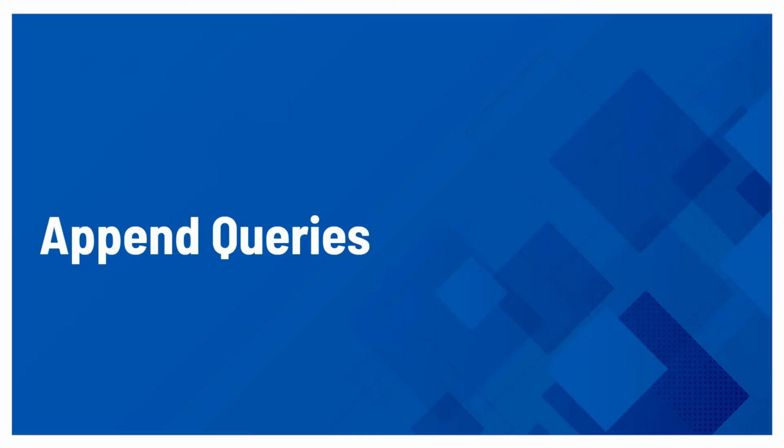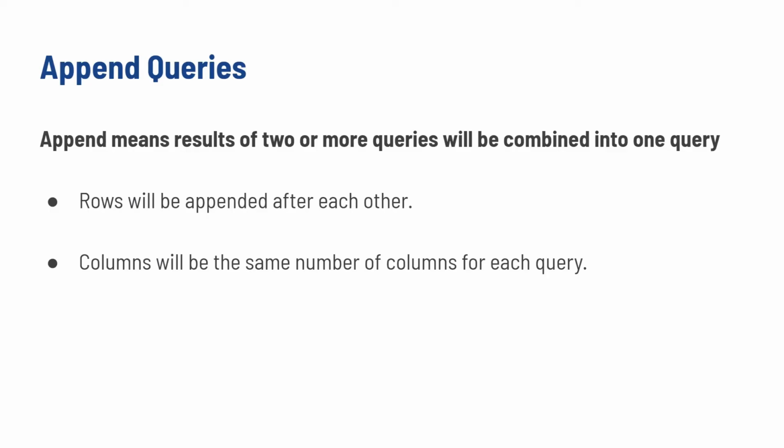Combining two queries in Power Query or in Power BI is one of the most basic and also essential tasks that you would need to do in most of data preparation scenarios. There are two types of combining queries, merge and append. Database developers easily understand the difference, but the majority of Power BI users are not developers. In this lecture, I'll explain what is the purpose of append queries. Append means results of two or more queries, which are tables themselves, will be combined into one query. This way, rows will be appended after each other.